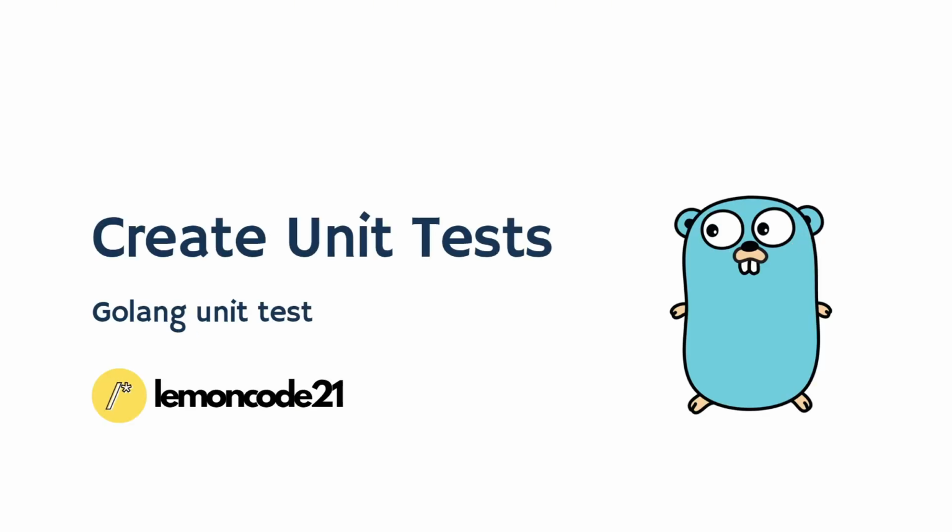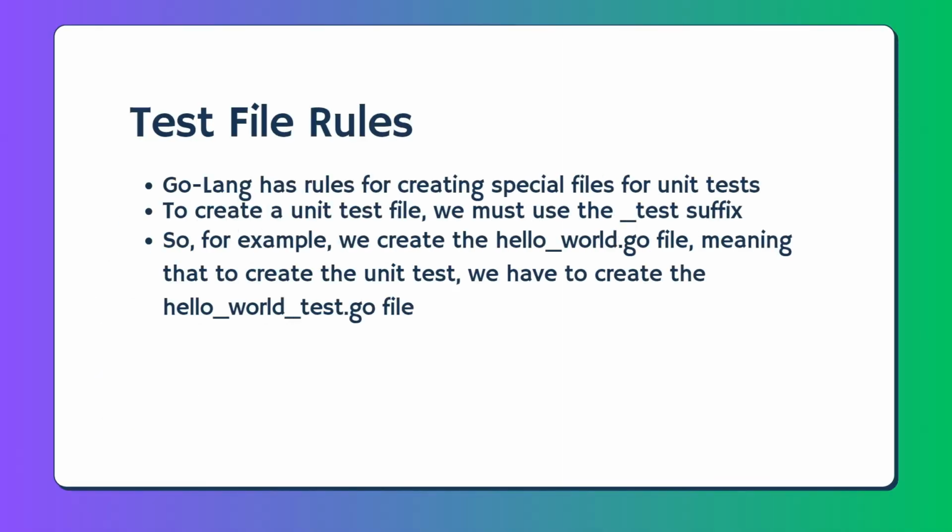Create unit tests. Golang has rules for creating special files for unit tests. To create a unit test file, we must use the underlined test suffix. So, for example, if we create the hello-world.go file, it means that to create the unit test, we have to create the hello-world_test.go file.